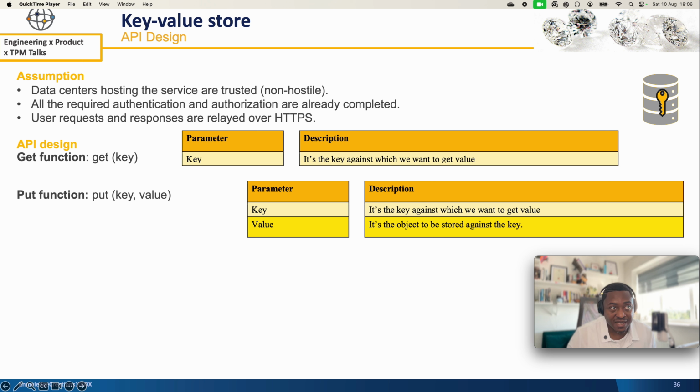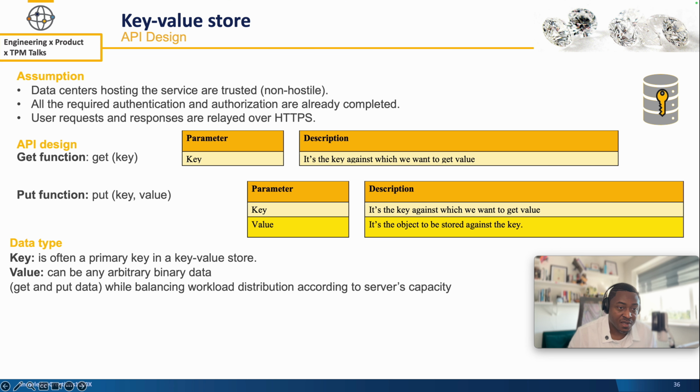Note something like DynamoDB uses an MD5 hash on the key to generate a 128-bit identifier just for security. These identifiers also help the system determine which server node will be responsible for that specific key. The data type key is often the primary key in the key value store. Value can be any arbitrary data. Get and put data while balancing workload distribution according to the server's capacity.